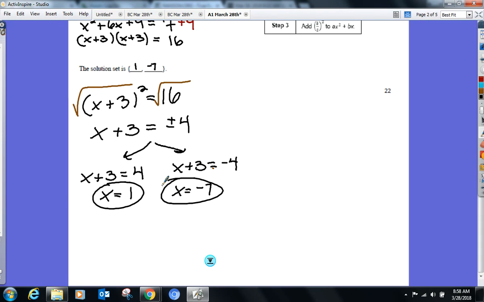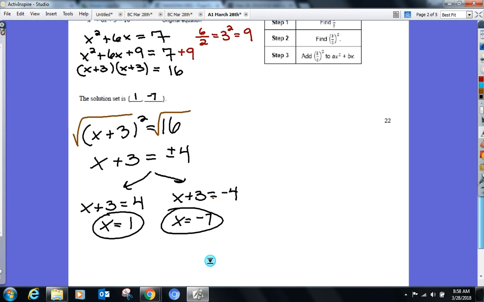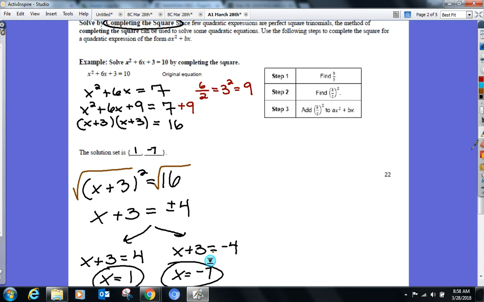I'm hoping as we do a couple more, you're going to pick up a pattern where you're not going to have to factor it. You're going to know what that number is automatically. Where else did we see that 3 come from? When we took half our b value. So when you take half your b value, that's the number that's going to be in there. Okay?